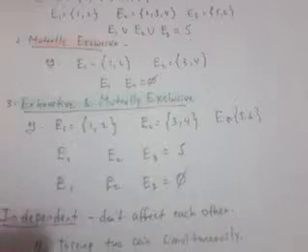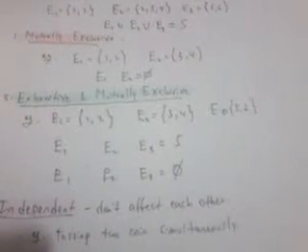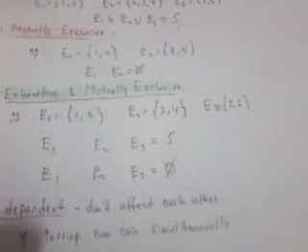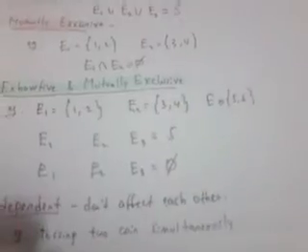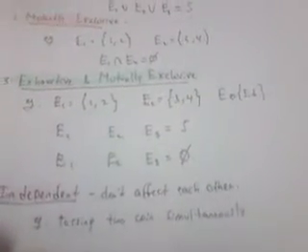The other is mutually exclusive, meaning no two events have any element in common. So how do we check that? We just check the intersection of the sets, and it has to be the empty set.